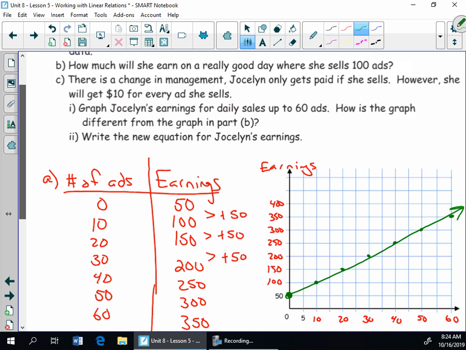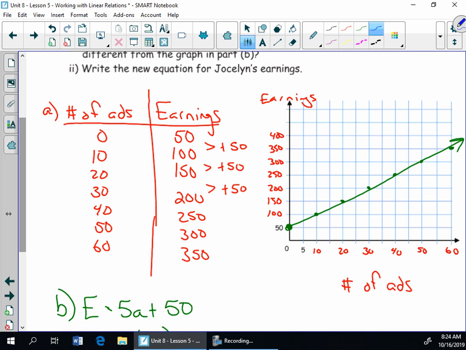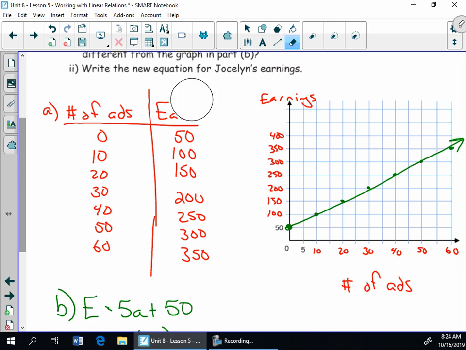Okay, there's a change in management. Jocelyn only gets paid if she sells. However, she gets $10 for every ad she sells. Can we graph her earnings up to 60 ads? Well, so let's do this. Let's take our table and we'll add a column to it. I'm just going to turn this back into an E here. That was that question. Let's add a new column.